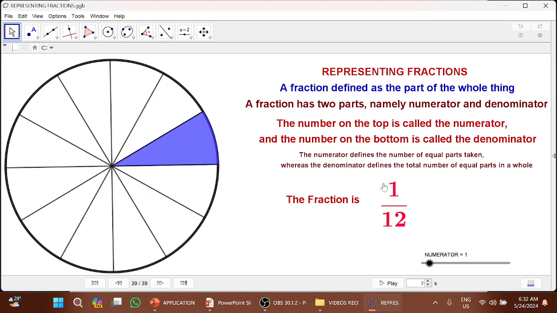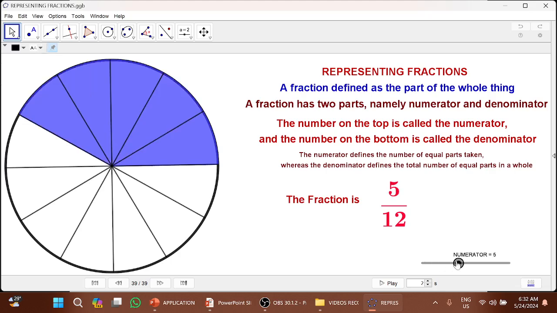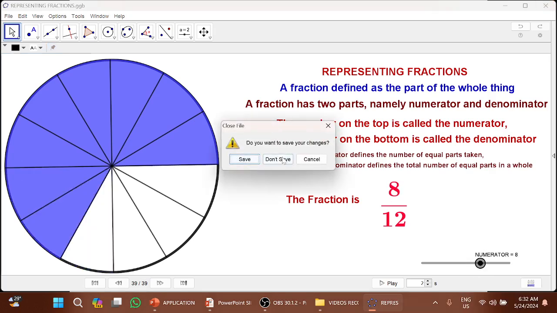Here I have shown 1 by 12, 2 by 12, 3 by 12 and so on. But in the class you can make any worksheet where the denominator may be 13 or 14 or whatever. Now a child can tell that the numerator defines the number of equal parts and the denominator defines the total number of equal parts. Therefore at one place you can stop and ask them what the represented fraction is also. Now you can modify this worksheet for any number in the denominator.